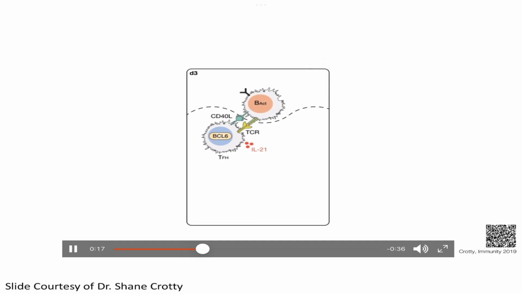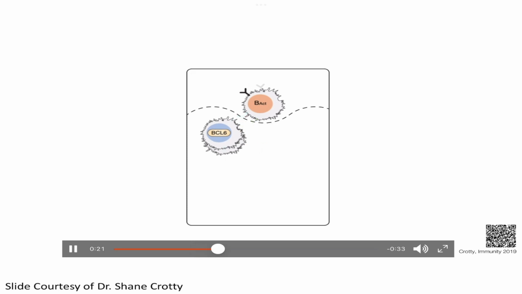That cell is going to move to the border of the T cell B cell zone, where it's going to interact with our B cell. The B cell is going to have started its activation process by internalizing antigen. It's going to be presenting that antigen on MHC class 2. We're going to have CD40 ligand on the T cell interacting with CD40 on the B cell.